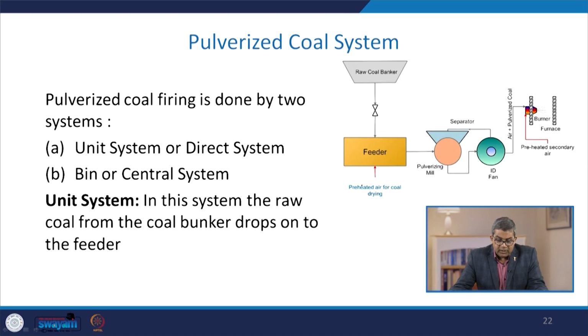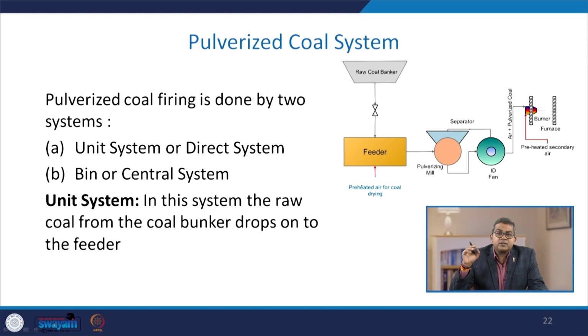Now, let us talk about the pulverized coal system. We have already discussed the concept of pulverization in the previous lectures. So, pulverized coal firing is usually done by two systems. One is the direct system, also called the unit system. Second is the central system, or bin type of system.